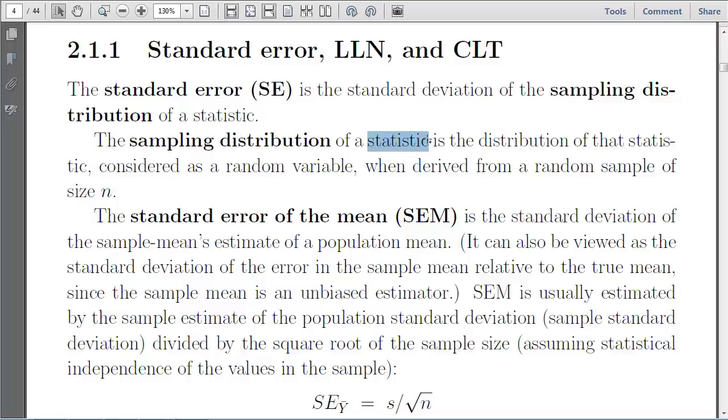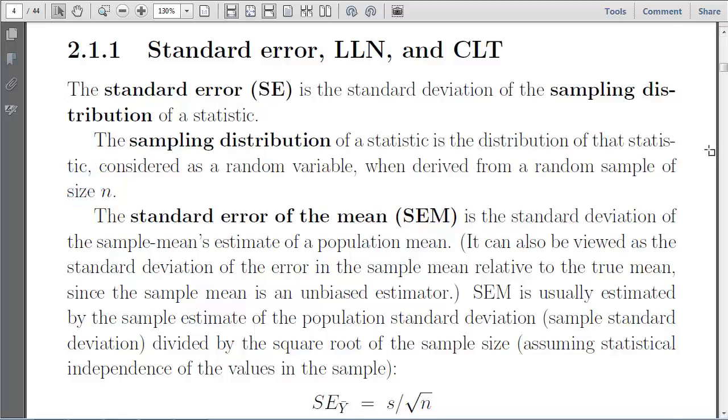In this case, we're going to care about the statistic, which is the mean. And so the sampling distribution that we're going to care about is the distribution of that statistic. Meaning, okay, I should also say, for a random sample of size n.